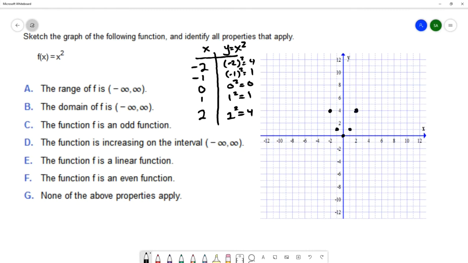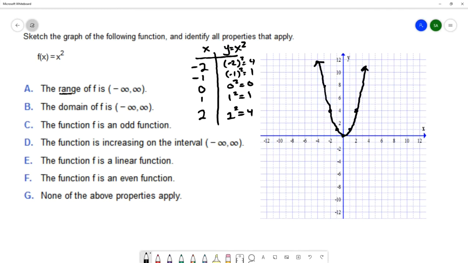So we can see the shape of this graph is a U-shaped graph. We'll connect these points, and this is the graph of a parabola. And now we want to check to see if any of these properties apply. So we'll start with the first property.